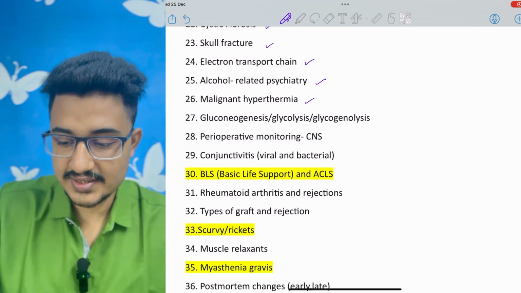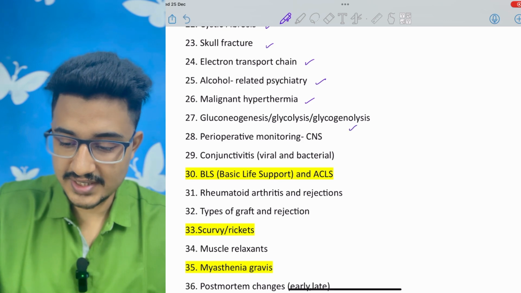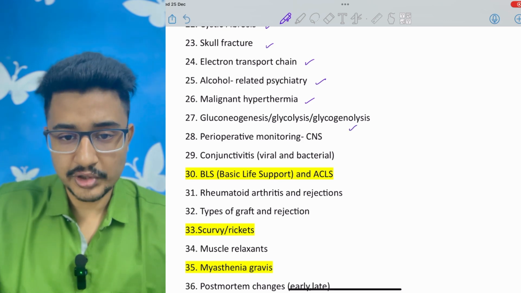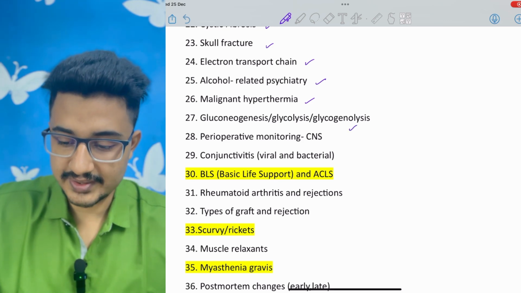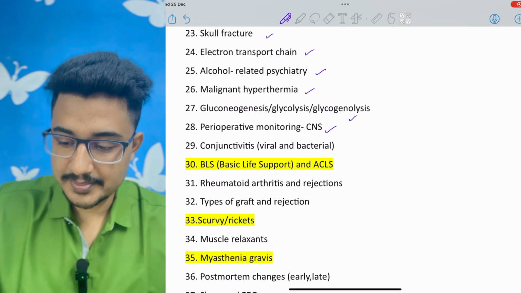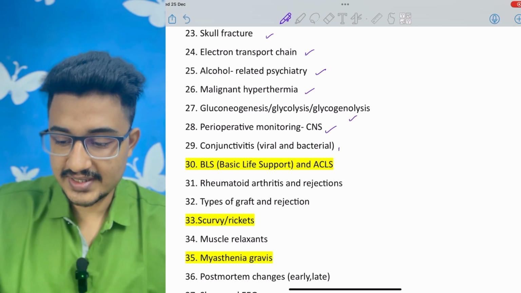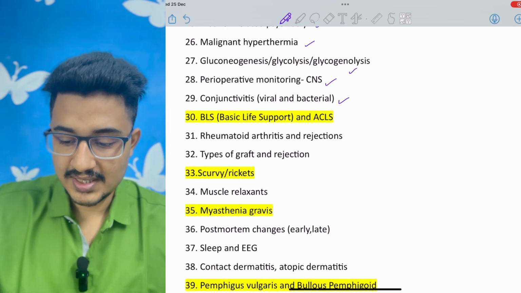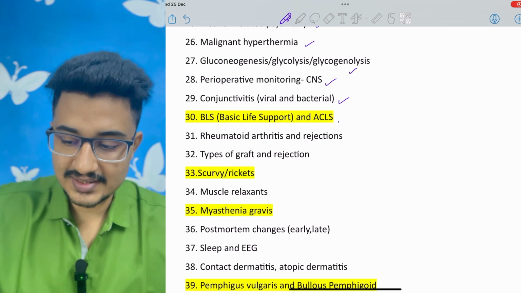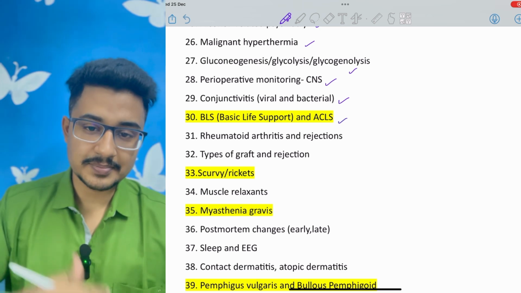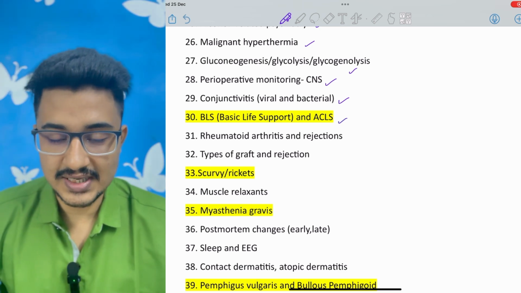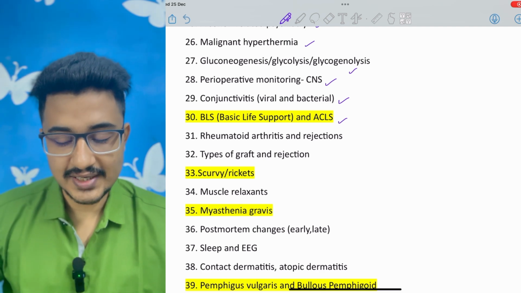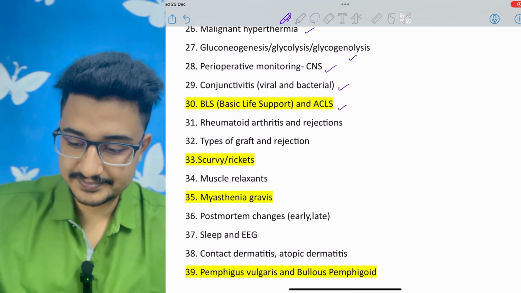Gluconeogenesis, glycolysis and glycogenolysis, the steps. The important regulatory steps are only important. Perioperative monitoring of CNS, conjunctivitis, bacterial and viral, BLS and ACLS, it is important. Multiple times it has been asked, the BLS and the ACLS. You can expect one question from this only.